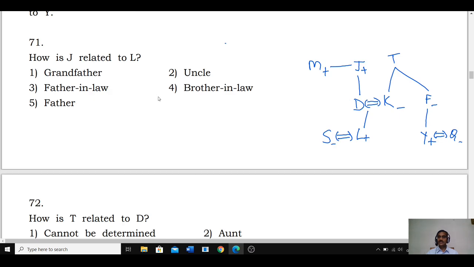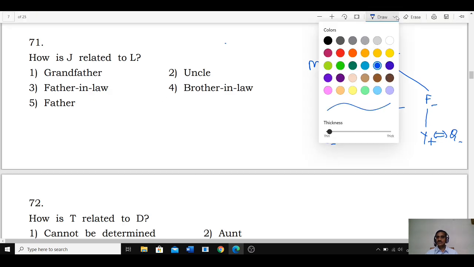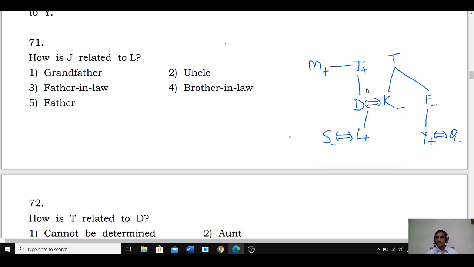How is J related to L? Tell me, how is J related to L? Any answer to this one? How is J related to L? J to L, and L's J: L's father's father. Father's father is grandfather, that is choice 1. 71, it is choice 1 is the answer.